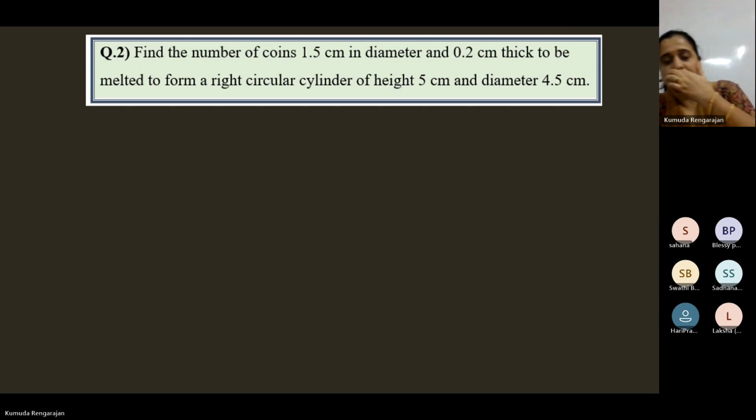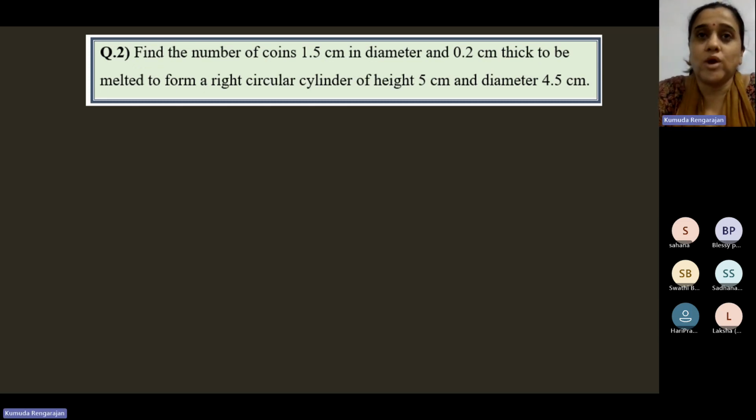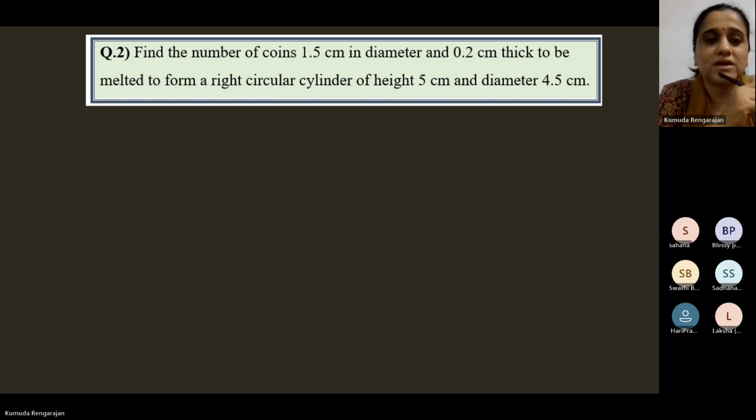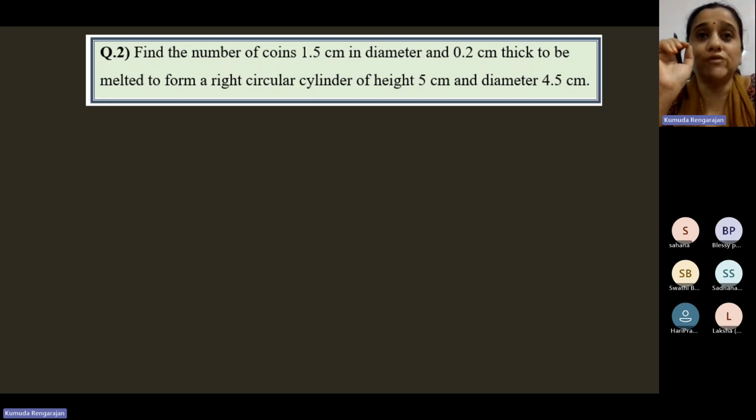Next one. Find the number of coins 1.5 centimeters in diameter. Now I remember that I actually finished explaining that in the last class. When I come to the second one, I realize that I already finished. Anyway, it was a recall for you. This also I finished, but I would like to do it again. Find the number of coins.